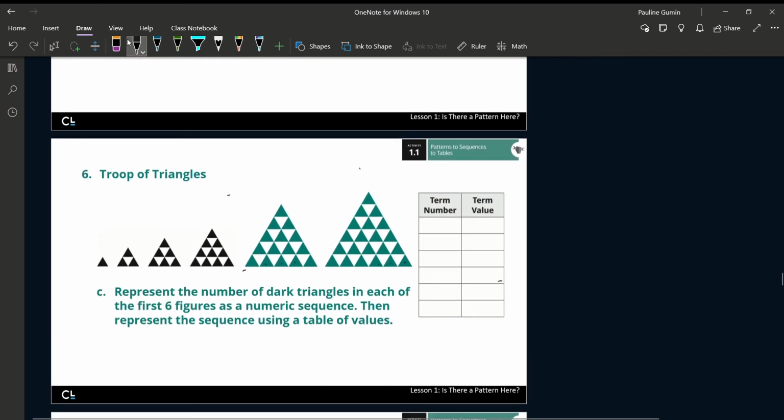Let's do our table. My first pyramid has 1 triangle. My second one has 3. My third, add 3 to that, 6. My fourth, add 4 to that, 10. My fifth, add 5 to that, 15. My sixth, add 6, 21.